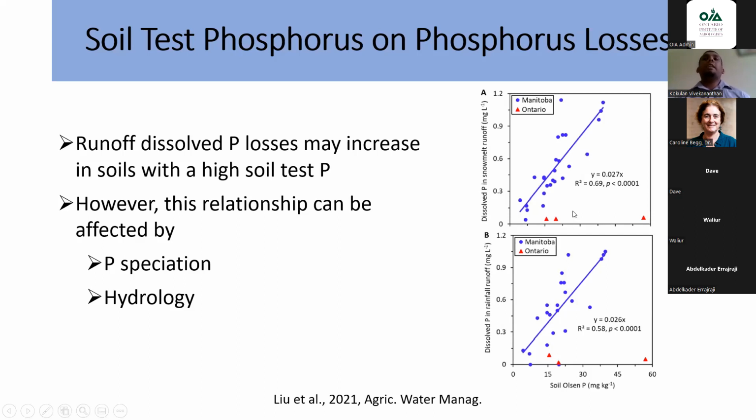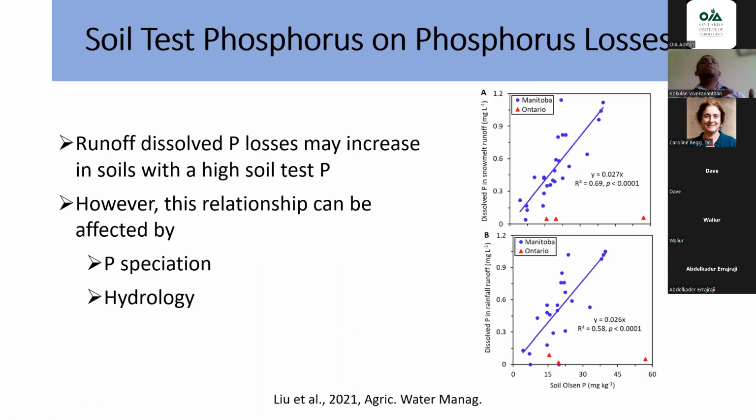So as you could see here, there's a strong positive relationship between the Olsen phosphorus content and the runoff phosphorus concentrations in Manitoban soils. That means the higher your soil phosphorus, the more phosphorus concentration you are going to see in your runoff water. But this was not observed for the Ontario soils.